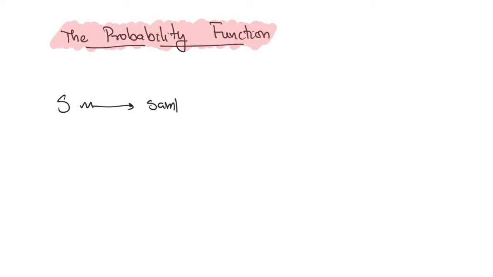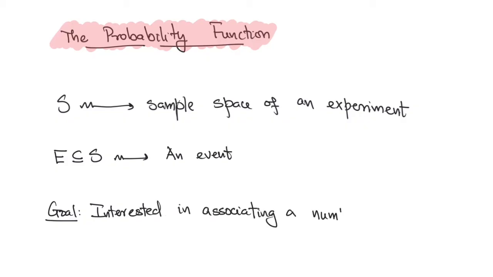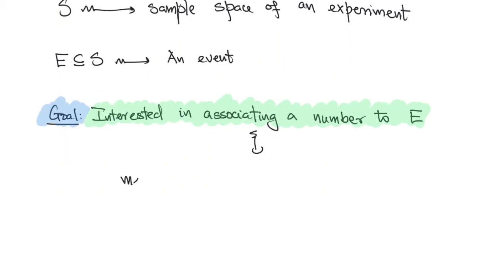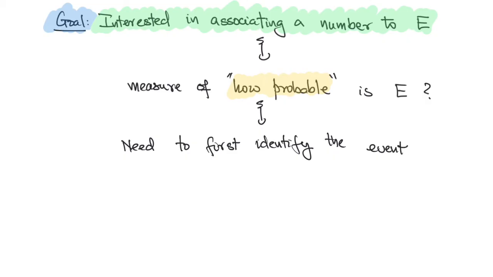We will now work towards describing the probability function. To do so, we will have to start with a sample space of an experiment, which we denote by the symbol script S. And given an event that is a subset of S, we are interested in associating a number to E that might be a measure of how probable the event E is of happening. Before we decide to assign this number, we will first need to identify the events that we are interested in inside the sample space. A sigma algebra is exactly what would help us achieve this.